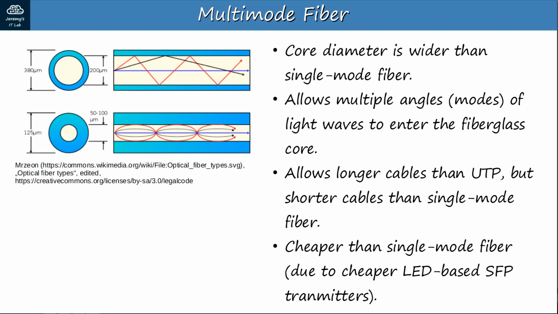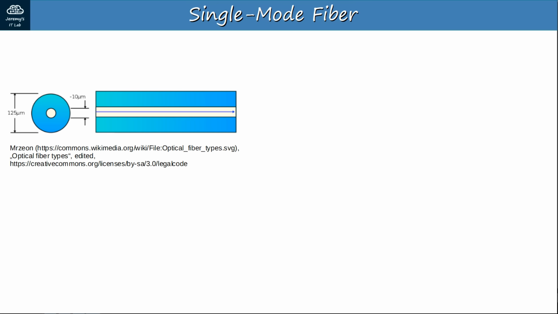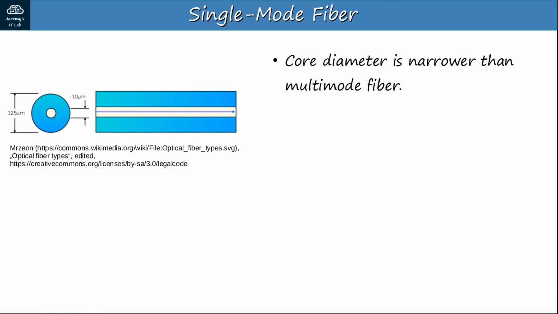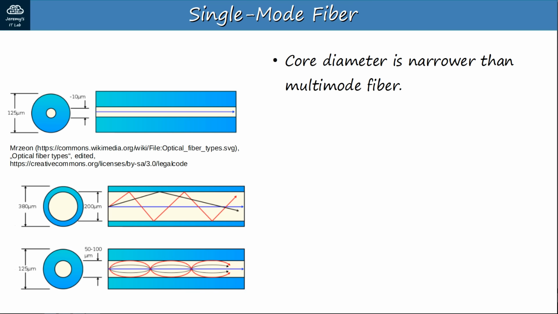Multimode fiber cables are cheaper than single-mode fiber, and this is because they use cheaper transmitters, which are often LED-based. This is an example of a single-mode fiber cable. Again, the center represents the fiberglass core, and the blue represents the reflective cladding. The core diameter of a single-mode fiber cable is narrower than a multimode fiber, meaning the glass fiber is thinner. You can notice this in the diagram here, compared to the multimode fiber diagrams.